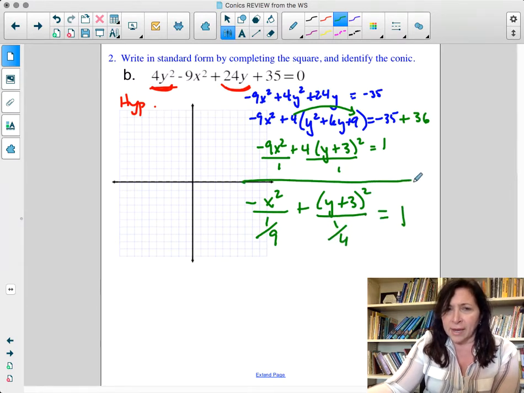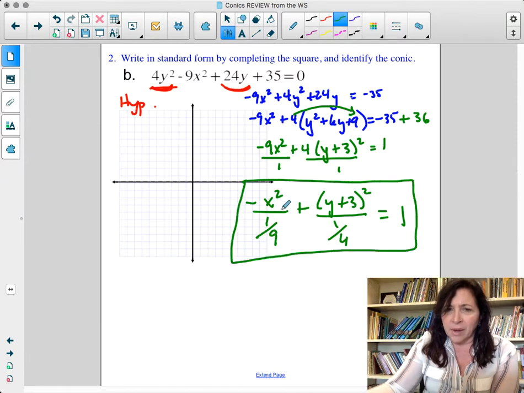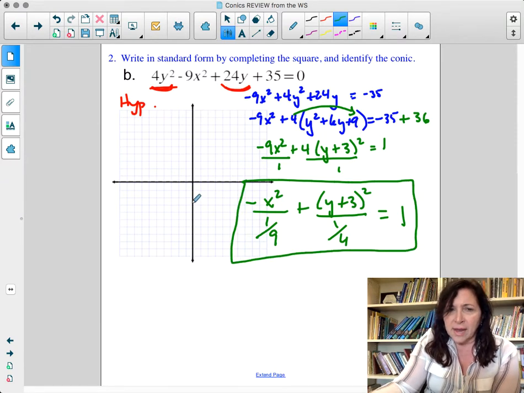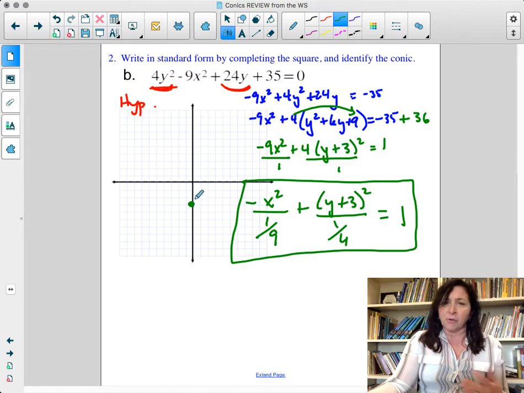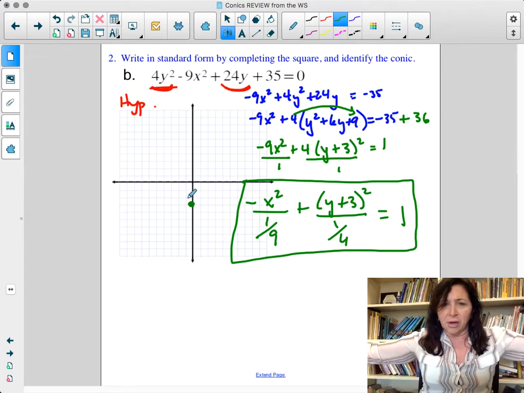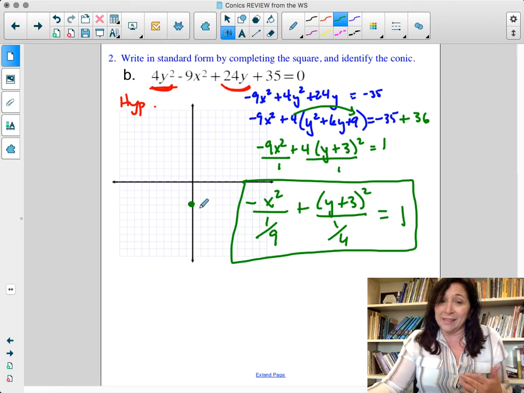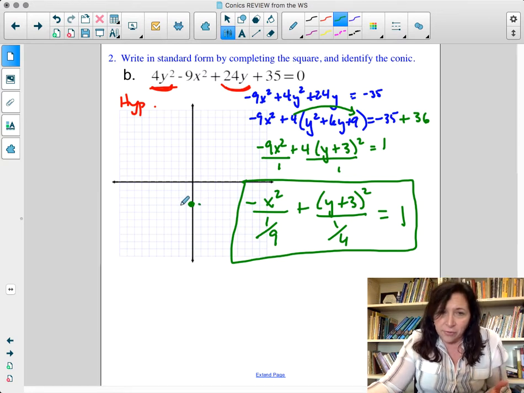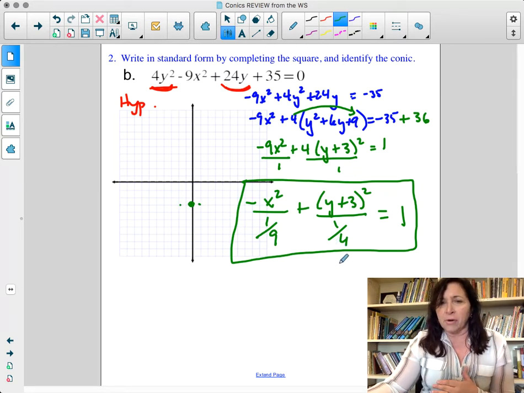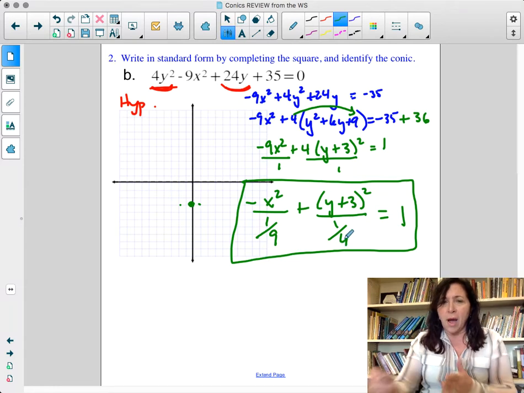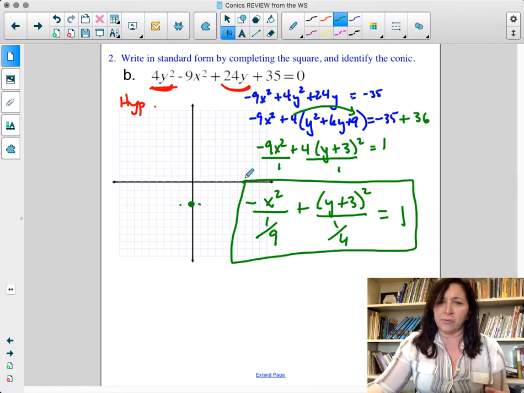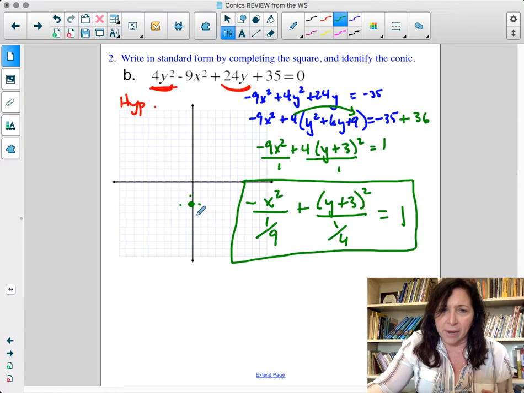And so again, this is a hyperbola. My center is at 0, negative 3. If I were graphing this in the x direction, I would go the square root of 1/9, which is like a third, so very small. And then if I were to graph the y, going along the y, it'd be plus or minus 1/2 up and down like that, right?